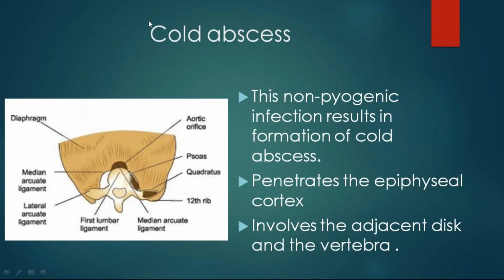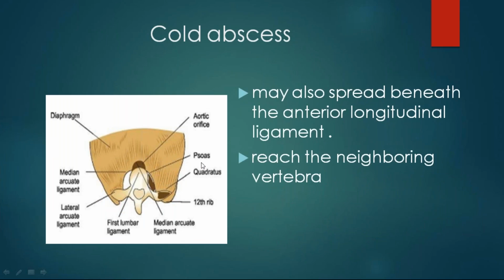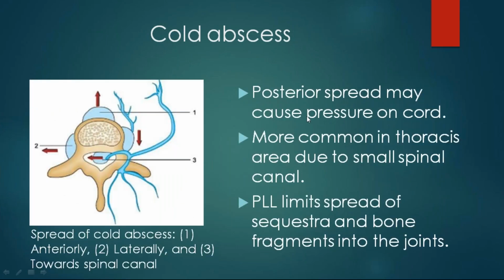So, cold abscess. First thing, why is it called a cold abscess? Because there will not be any inflammation. So it's called cold, not because it is cold. And here you can see it penetrates the epiphyseal cortex and involves the adjacent disc and the vertebra. So if one vertebra is involved, it crosses the disc and involves the upper vertebra or the lower vertebra. It may also spread beneath the anterior longitudinal ligament and reach the neighboring vertebra.